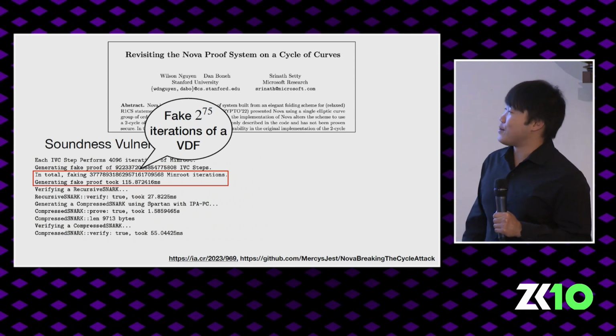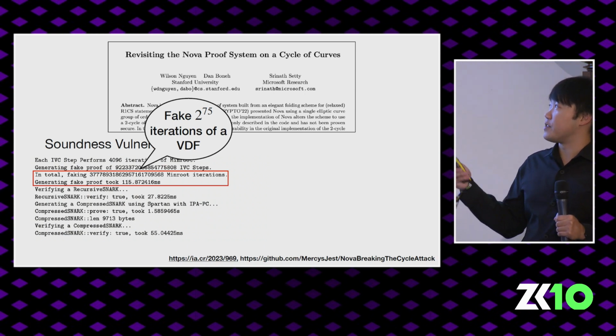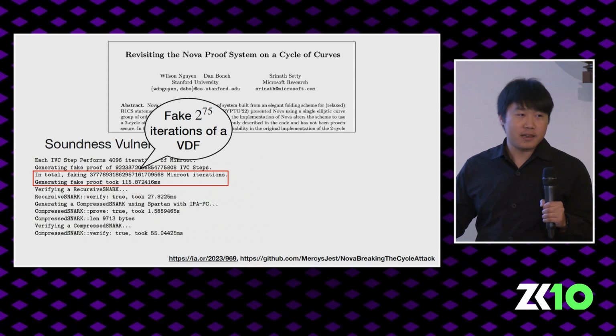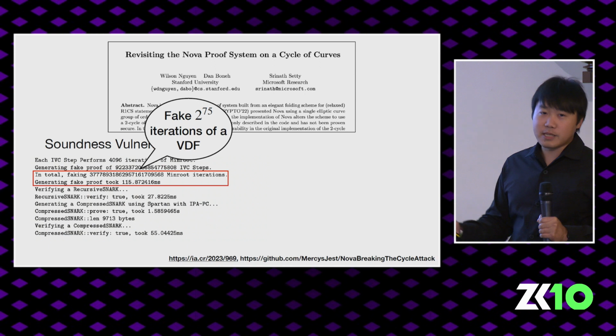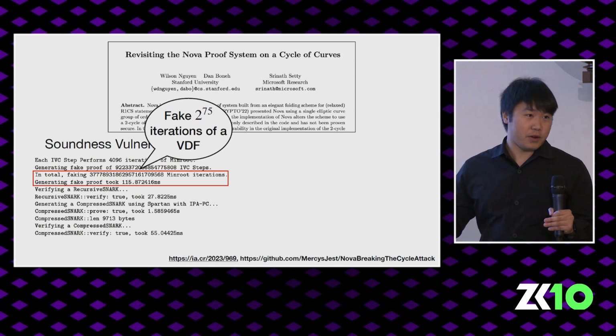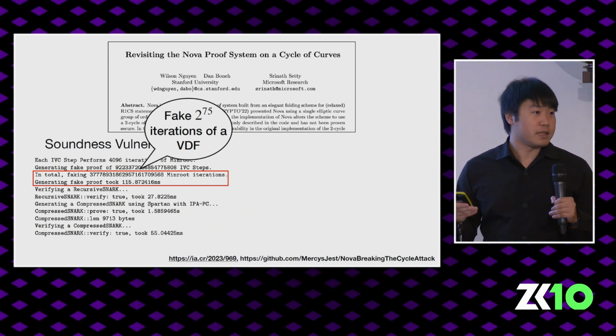Okay, where was I at? Oh yeah, since it only took 115 milliseconds or 1.5 seconds, if the Nova IVC scheme had actually been secure, this would have taken hundreds or thousands of years. So indeed, there was a real vulnerability in the system.